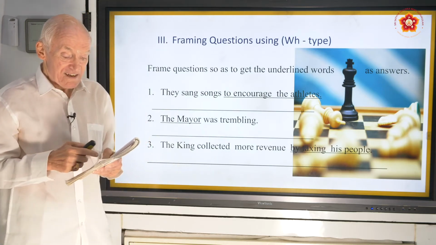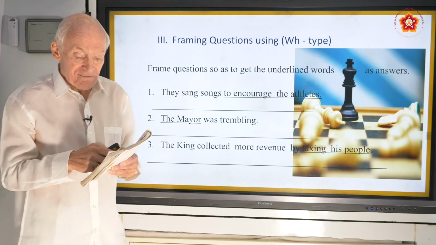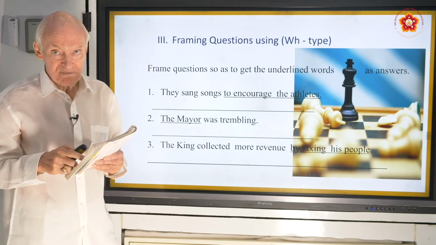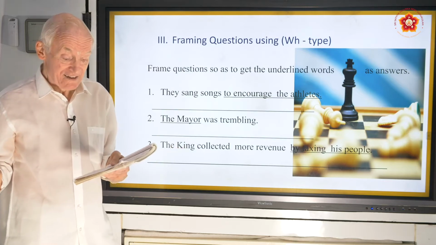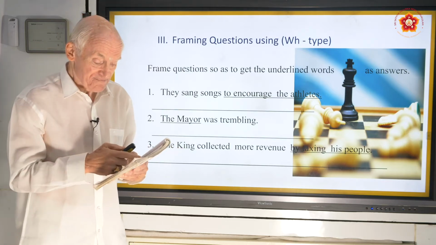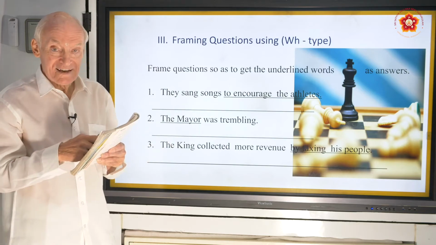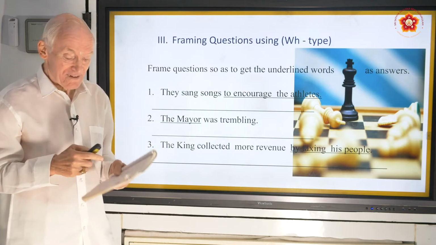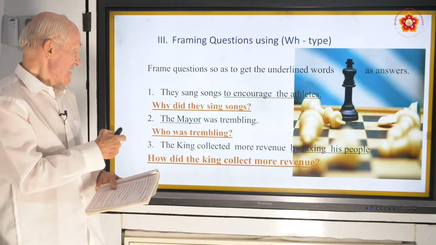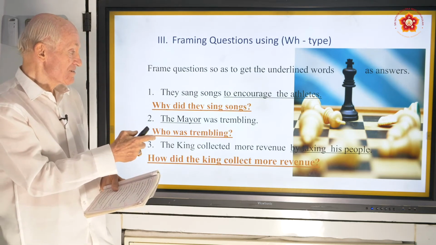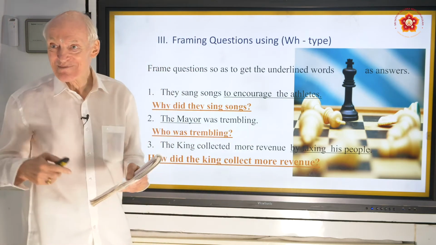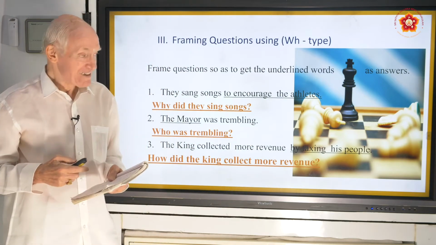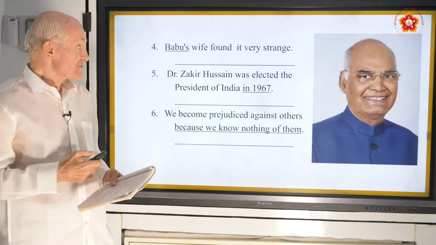The third one is, the king collected more revenue by taxing his people. And we wanted to know how the king got this money, okay? So we have to ask the question, how did the king collect more revenue? And how did he do it? How did the king collect more revenue? He taxed his people more. He got more money from taxes. So we've asked the right question. Let's do a few more examples.